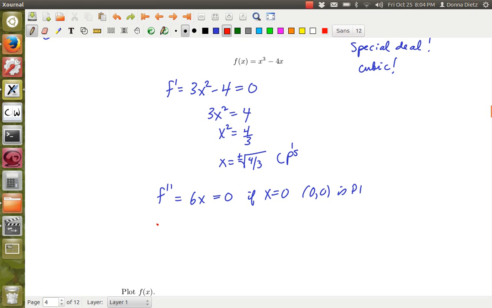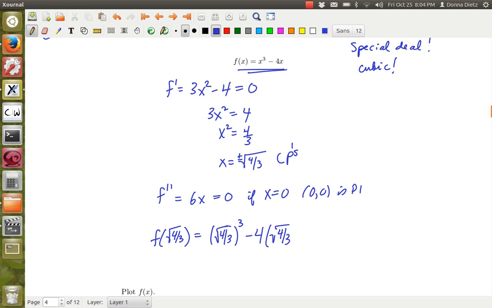So let's say f, I didn't really want to use red. F of square root of 4/3 is 3 times, what is, I'm sorry, I was doing f prime instead of f. It's a common mistake. We got to go back to this function. Square root of 4/3, and then we're going to cube that, minus 4 times square root of 4/3.